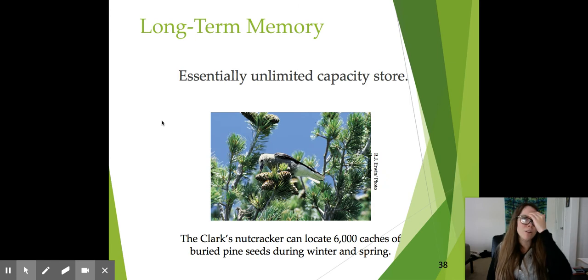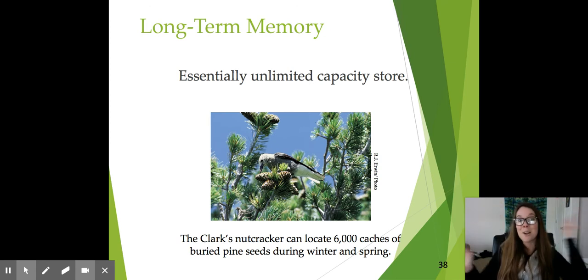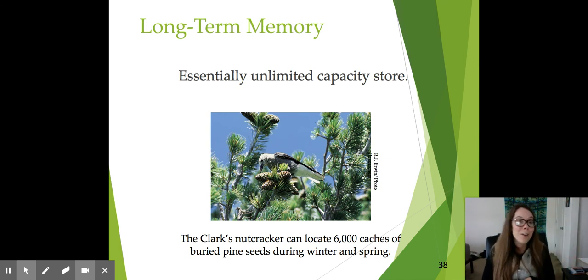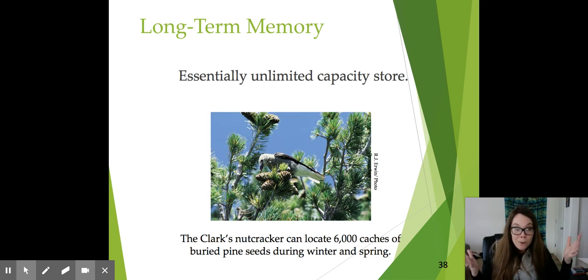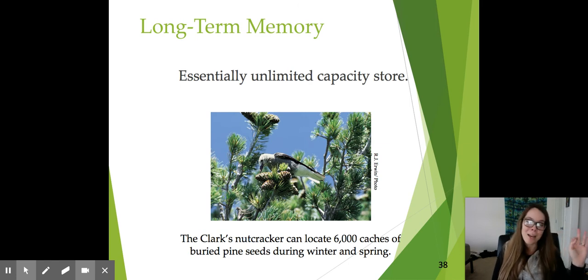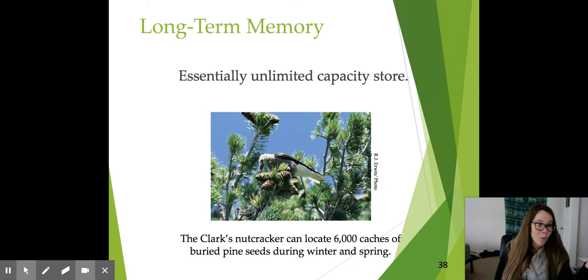So talking about long-term, so long-term memory is essentially our unlimited capacity of storage. Again, like I said, there's no button in our brain saying, oh, you're full, that's it, right? And so for example, in nature, the Clark's nutcracker can locate 6,000 caches of buried pine seeds during the winter and spring. So they can locate 6,000 different places where they buried food. Like, who can do that, right? That would be pretty cool. I would put that in my bio if I was impressed, like, oh, I remember 6,000 places of where I buried food, right?